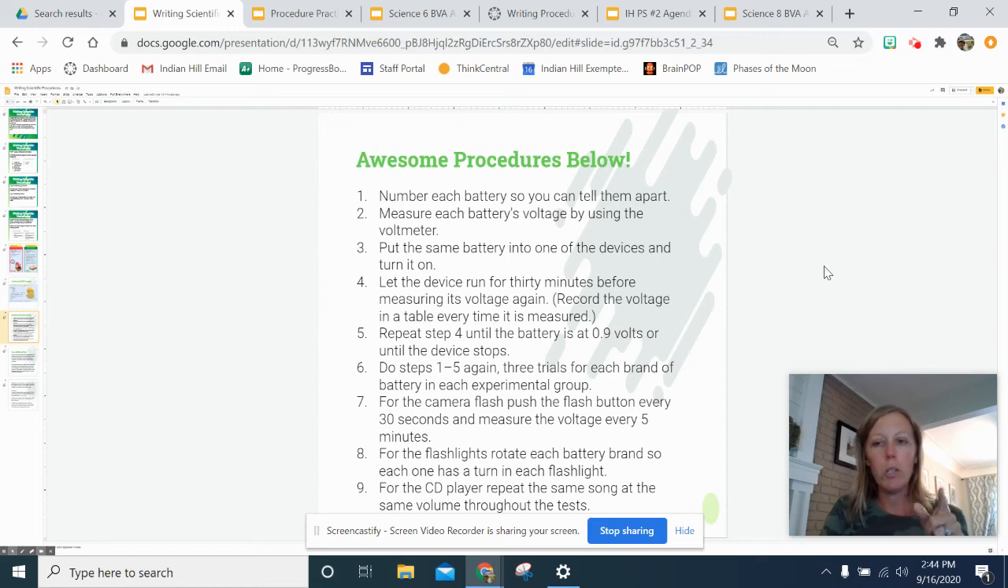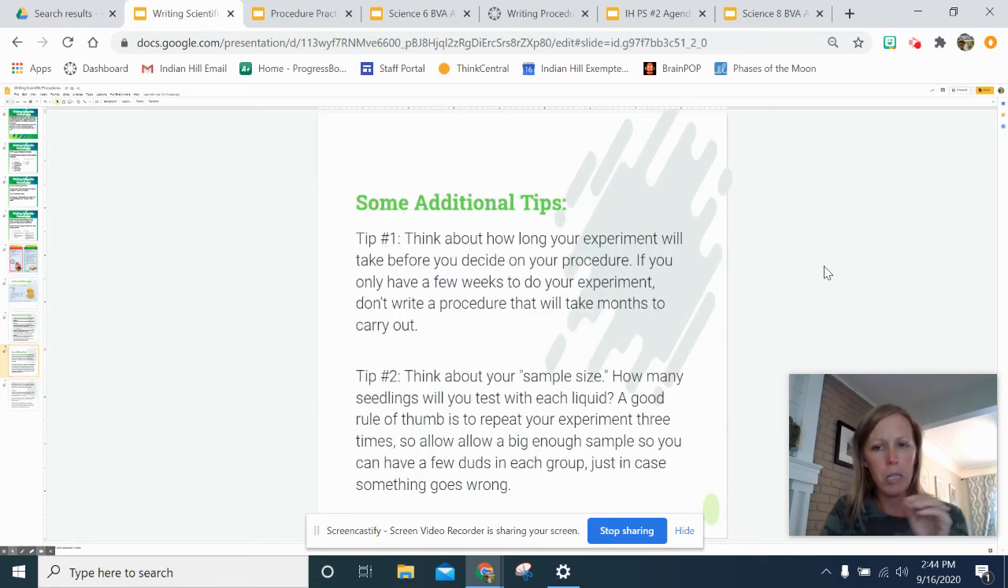All right, so 2 other pointers. I hated to use tips again, but 2 additional things for you to consider when you're writing your procedures. 1, think about how long your experiment will take. I'm giving you guys about 2 weeks. We're going to report our findings in about 2 weeks. So if you only have a few weeks to do your experiment, which is all we have, don't write procedures for something that's going to take months to carry out. Consider that.